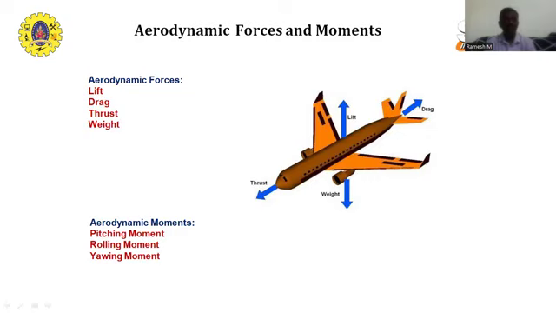Then aerodynamic moments. We have three moments: pitching moment, rolling moment, and yawing moment. These moments are controlled by primary control surfaces, which are very important surfaces attached to the aircraft body, which control the moments of the aircraft.